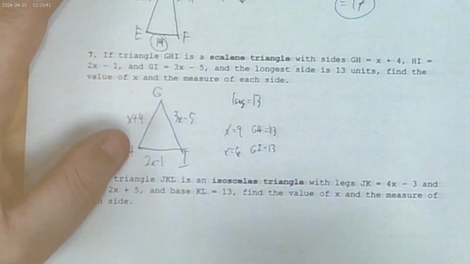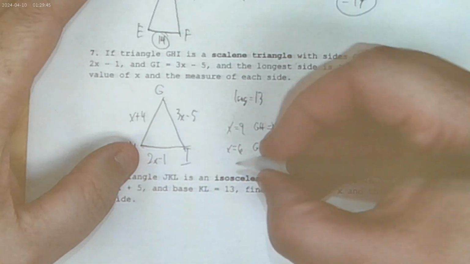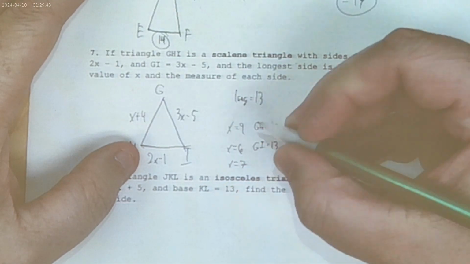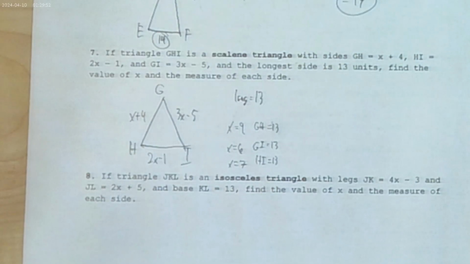And then for 2x minus 1, that equals 13. So x has to equal 7 for HI to equal 13. Okay, so I've got x equals 9, x equals 6, and x equals 7. First of all, you're not going to find something this tough on the assessment. This is just a fun little brain teaser.